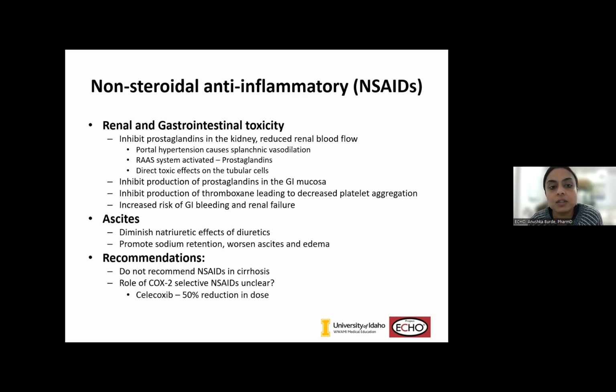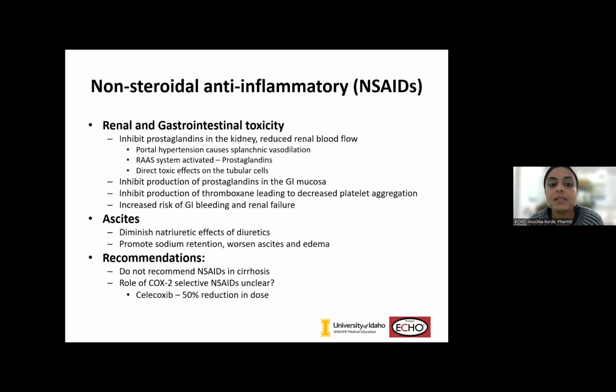Now, NSAIDs, on the other hand. I actually have a lot of patients who prefer or take NSAIDs because they have heard that they should not be taking acetaminophen. However, they need to be educated that NSAIDs can also be equally bad, especially if they are cirrhotics.